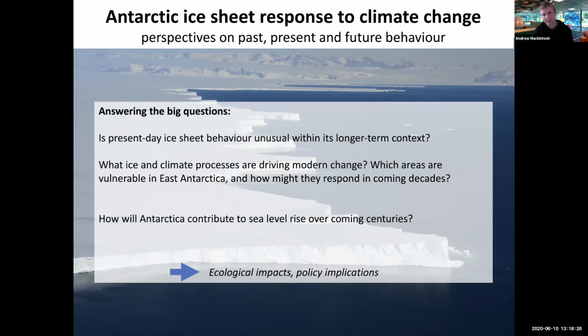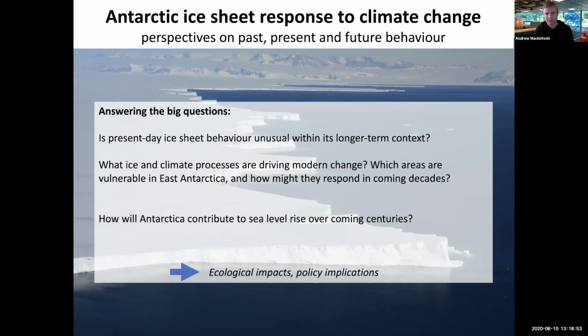By doing the geology work with Geoscience Australia, and I see Kevin, my colleague from New Zealand, is here, who is on the SAEF program as well, we're going to understand what the ice sheet's been doing in its longer term context. And we'll also have the climate history from the paleo work that Helen's going to talk about after me. And then what are the ice and climate processes driving modern change?